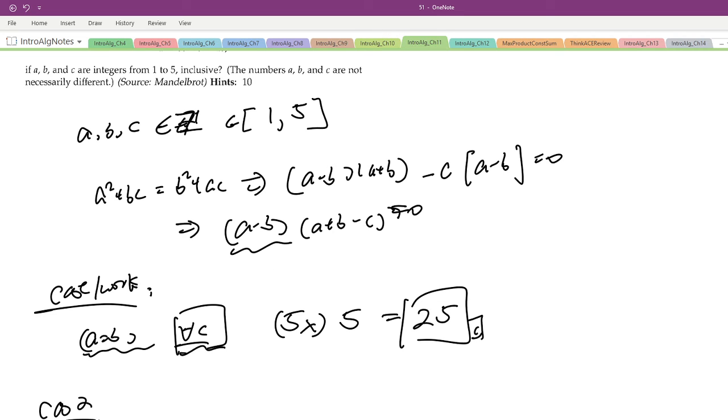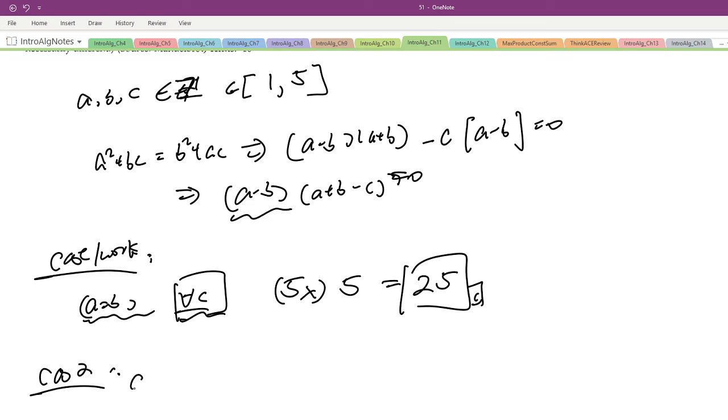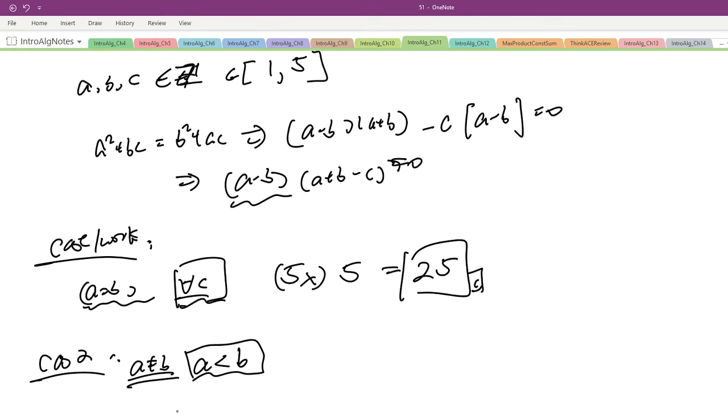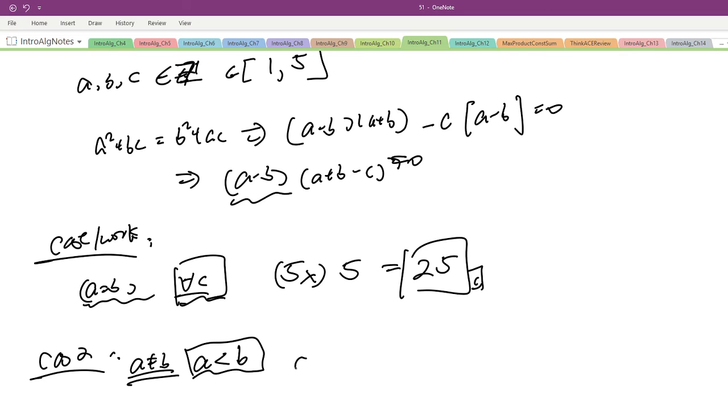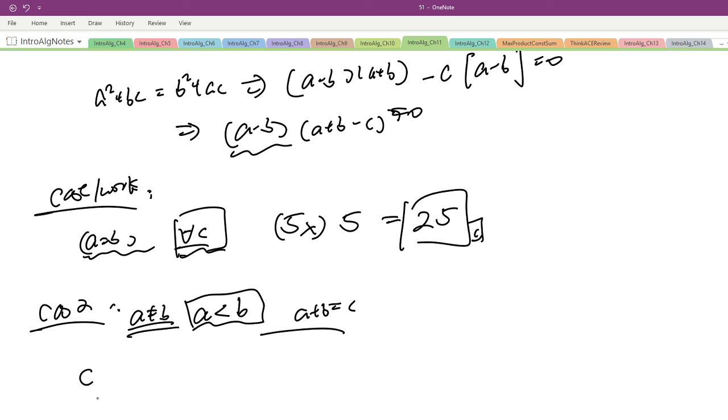Then case 2. Case 2 is a is not equal to b, right? So we can list a less than b first. Okay, then we double that. Okay, so c, now let's deal with the c. So a plus b equals c, right? Let's see. So c can be, at least, 2, right? 2, 3, 4, 5. Let's see.